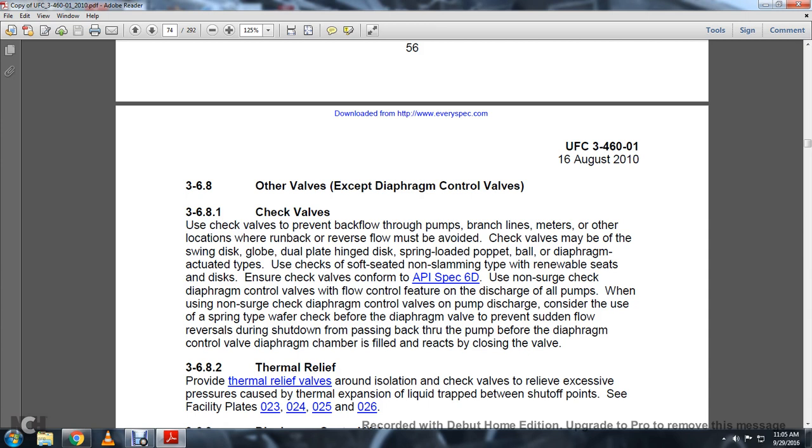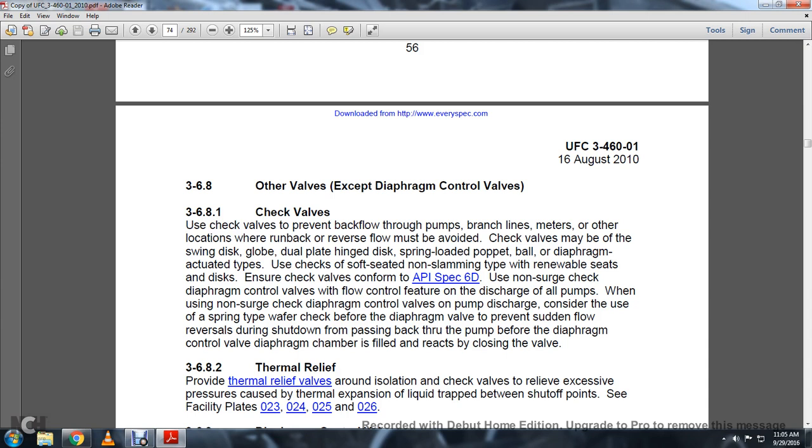Use the check on the soft-seated, non-slamming type with a renewable seat and disc. Ensure the check valve conforms with API Spec 6D, and use a non-surge check with the diaphragm control valve on each of the discharge of all of the pumps. When using the non-surge check diaphragm control valves on the pump discharge, consider the use of the spring-type check with the diaphragm valve to prevent the sudden flow reversal from the shutdown passing back through the pump before the diaphragm control valve.